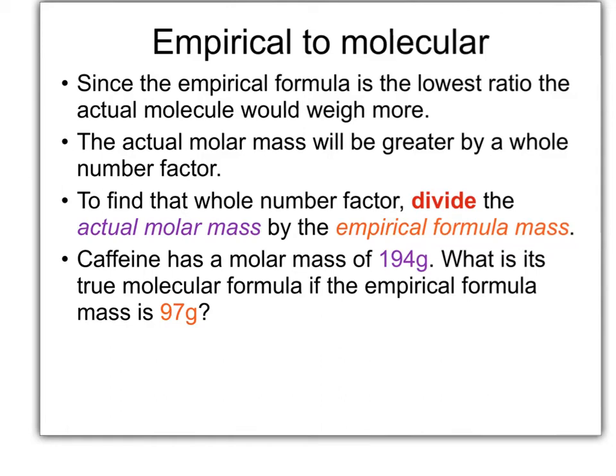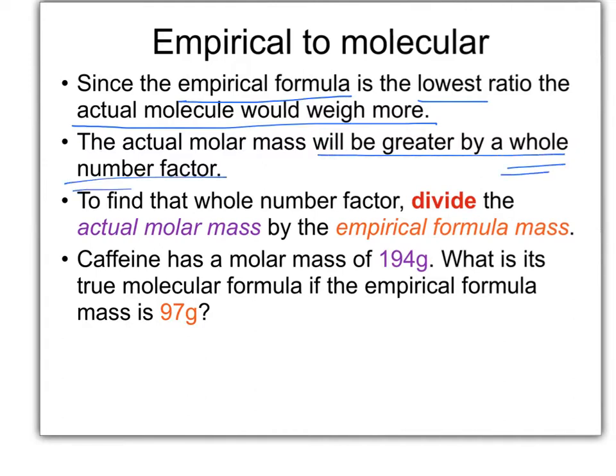Here is where we begin the realm of empirical formulas to molecular formulas. Since we know that the empirical formula is the lowest ratio, then the actual molecule would weigh more. The actual molar mass will be greater by a whole number factor. So it's either 2 times greater, or 3 times greater, or 4 times greater, or 5 times greater, etc. Whole numbers. To find that whole number, this is what you're going to do. You will divide the actual molar mass by the empirical formula mass.